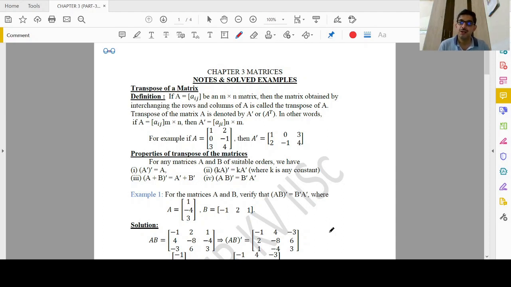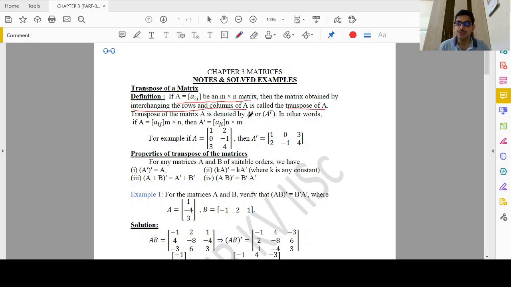Hello everyone. Today I'll be discussing the transpose of a matrix. If given a matrix, we can obtain a new matrix by interchanging the rows and columns of the given matrix. Such a matrix is known as the transpose of the given matrix. If A is Aij, an m by n matrix, then the matrix obtained by interchanging rows and columns of A is called the transpose of A.